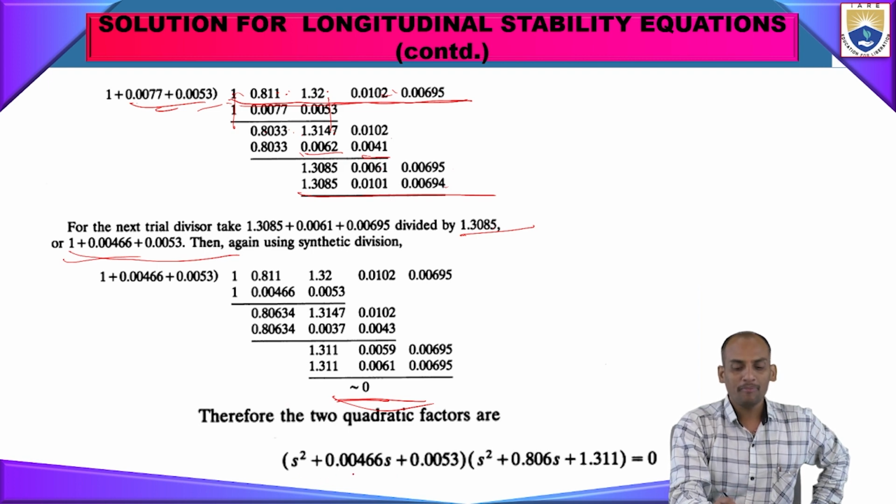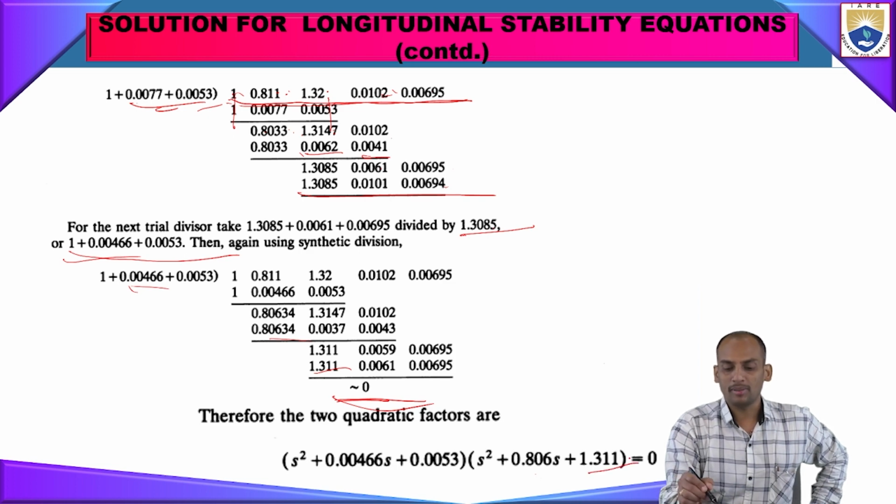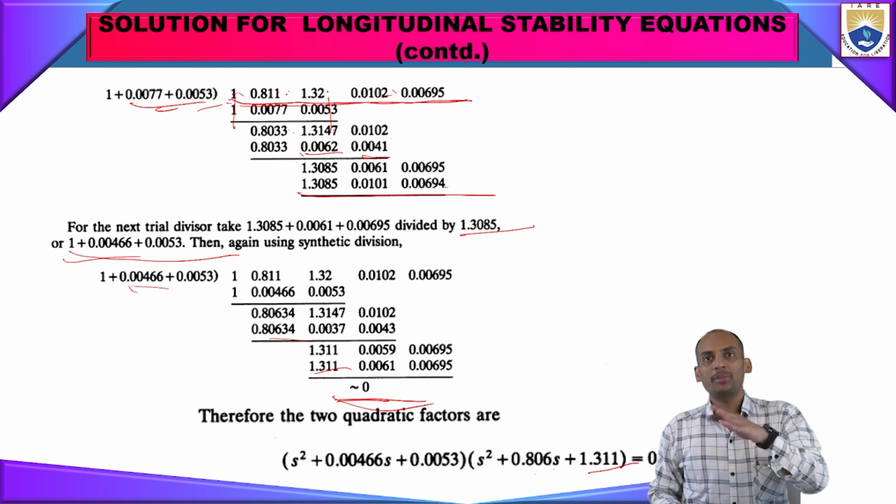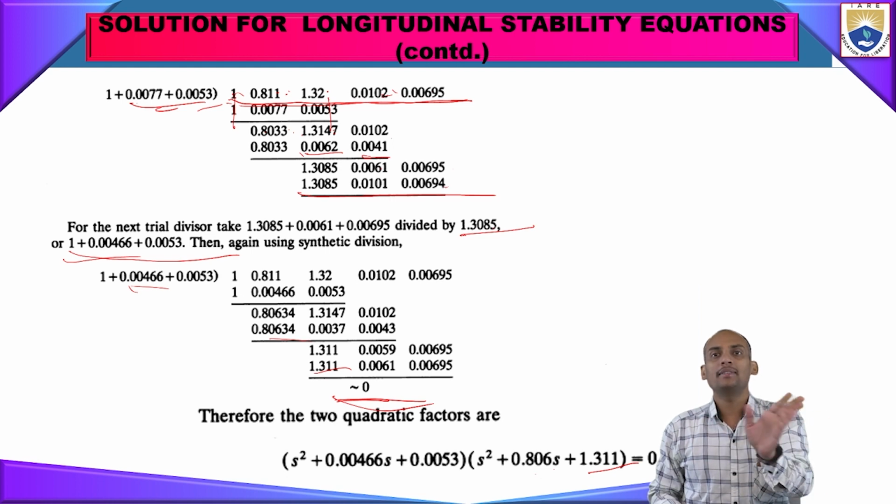The first one will be 0.00461 s plus 0.0053, and the second one is 0.806 s plus 1.311, and that will be equal to 0. That means the fourth order quadratic equation is divided into two equations, each of second order.